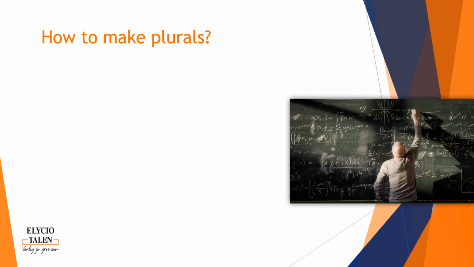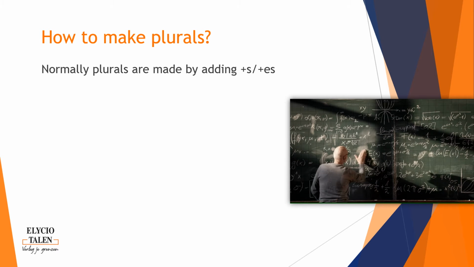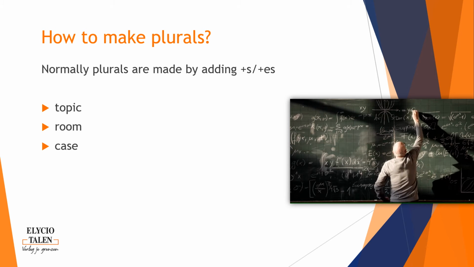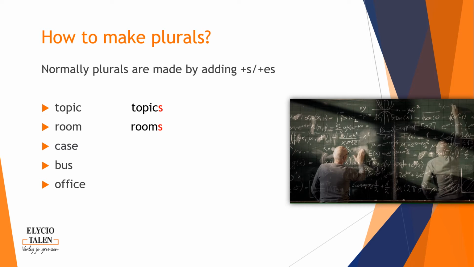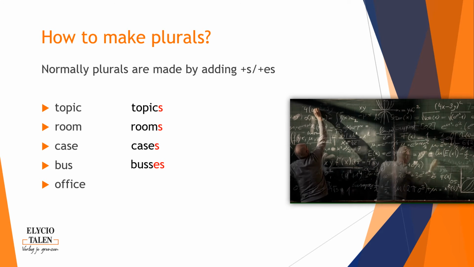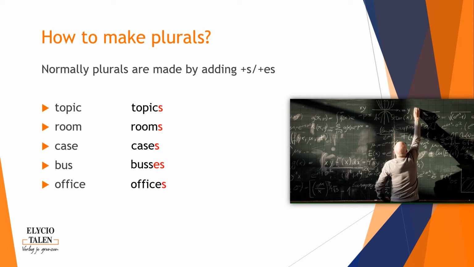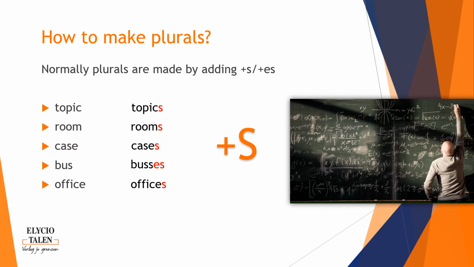So, how do we make plural forms of nouns? It is not as difficult as we may think. We have endings s and es for most nouns. For example, topic, room, case, bus, office. And in plural forms, there would be topics, rooms, cases, buses, because after s we have an ending es, and offices. So the general rule is add an ending s.